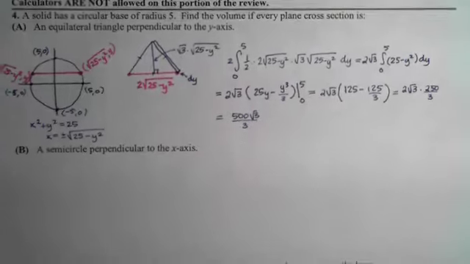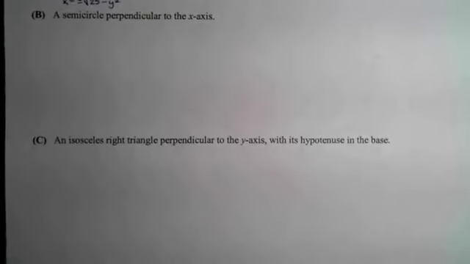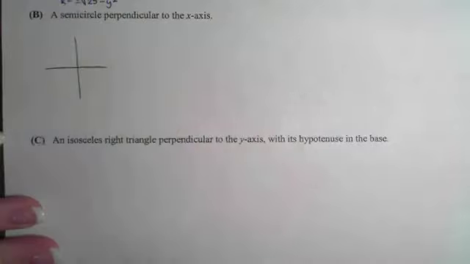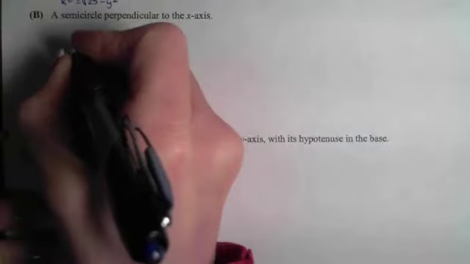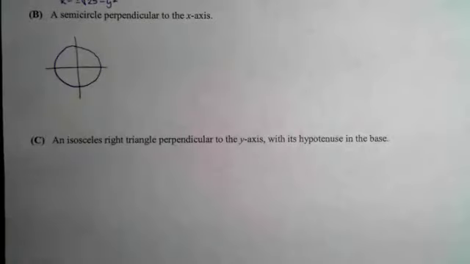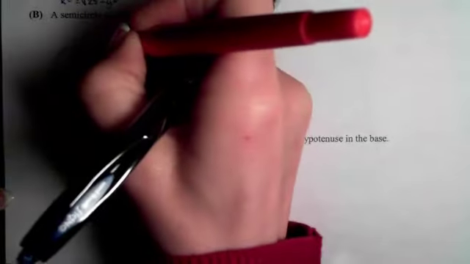Okay, so let's look at part B. Part B, it's the same base. We still have that same circle on the bottom, but we are now going to build semicircles off of it that are perpendicular to the x-axis. So, axes in pencil, curve in pen, slice in red.